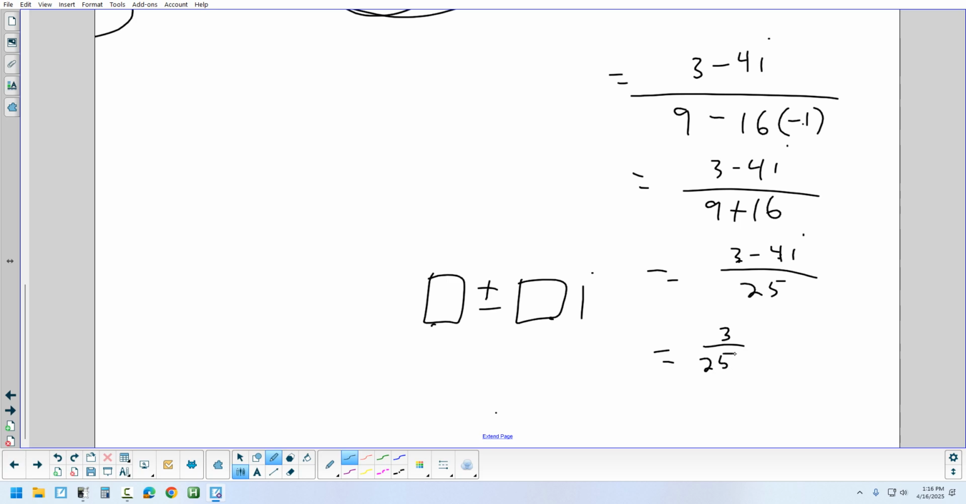So it's 3 over 25, copy down the minus, and then 4 over 25. That's how you would write it in standard form. So once you get to this step, just separate each number over 25. And if this reduced, I would. Like, let's say I had 5 over 25.